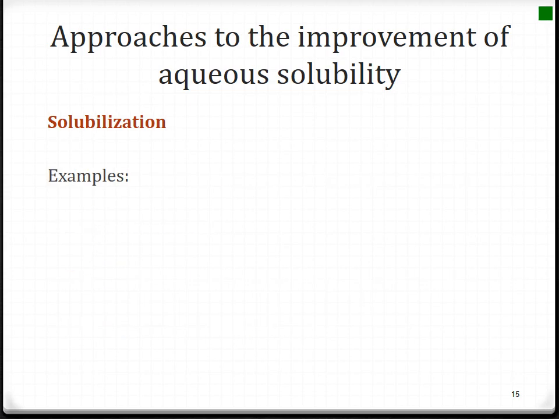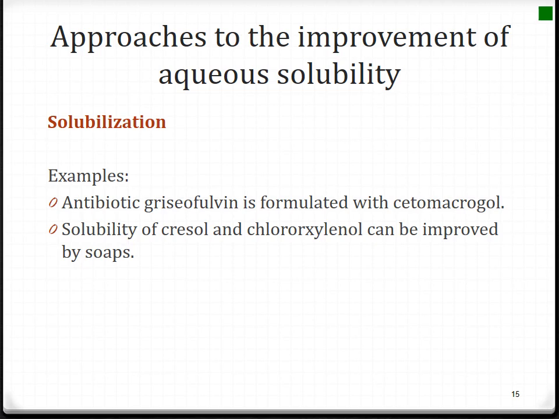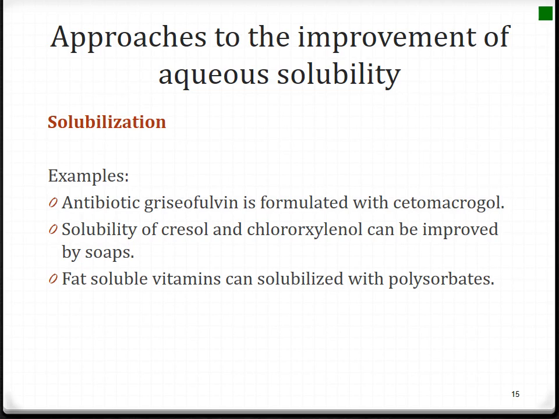Let's look at some examples of how solubilization is used. Griseofulvin, which is an antibiotic, is formulated with cetomacrogol, which is a surfactant. Cresol and chloroxylenol, which are antiseptics, can be solubilized by adding soap. By the way, chloroxylenol is the active ingredient of Dettol. Fat-soluble vitamins, which are vitamins A, D, E, and K, can be solubilized with polysorbates.